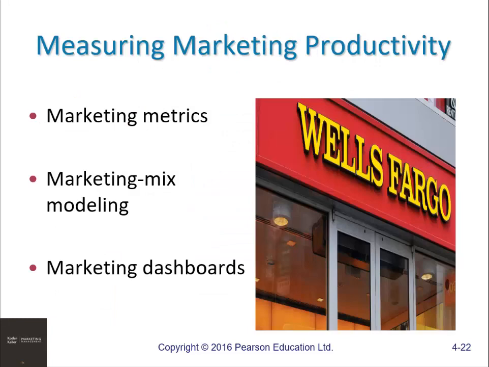Marketing research must assess the efficiency and effectiveness of marketing activities. Two complementary approaches to measuring marketing productivity are: number 1, marketing metrics to assess marketing effects, and number 2, marketing mix modeling to estimate causal relationships and measure how marketing activity affects outcomes.